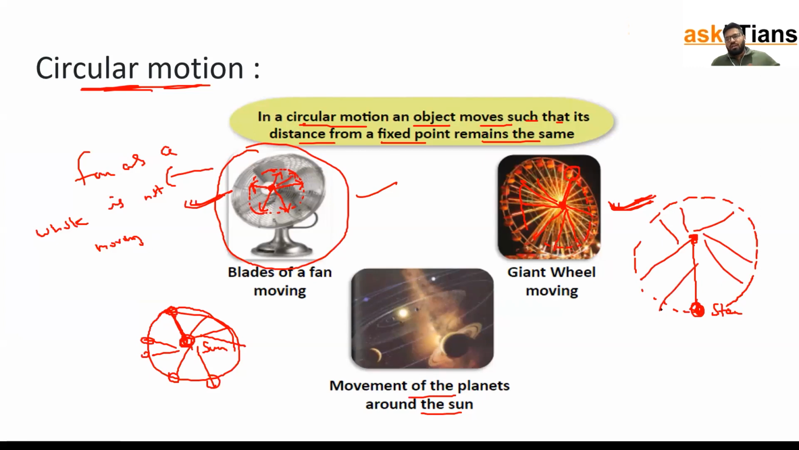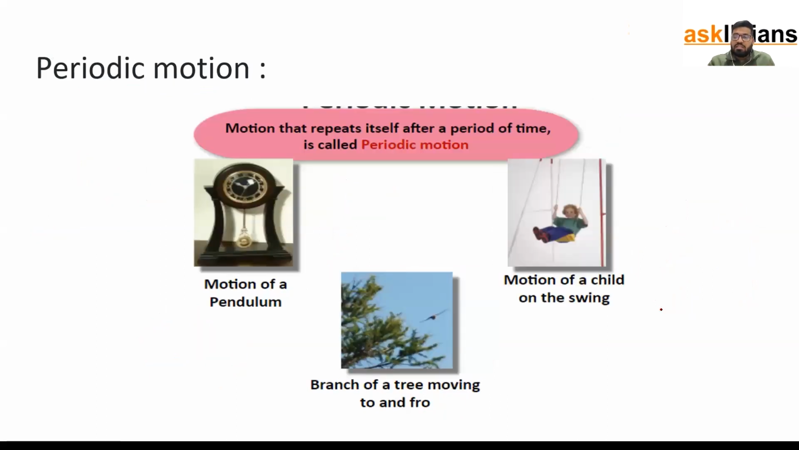But what if I hang this thread from my hand and the stone is here? Now I'll push this stone somewhere here and just drop it. So what will be the motion of the stone now? The motion of the stone will be like this. Yes or no? It will do a motion like this. Getting my point? So this type of motion can't be considered circular motion.